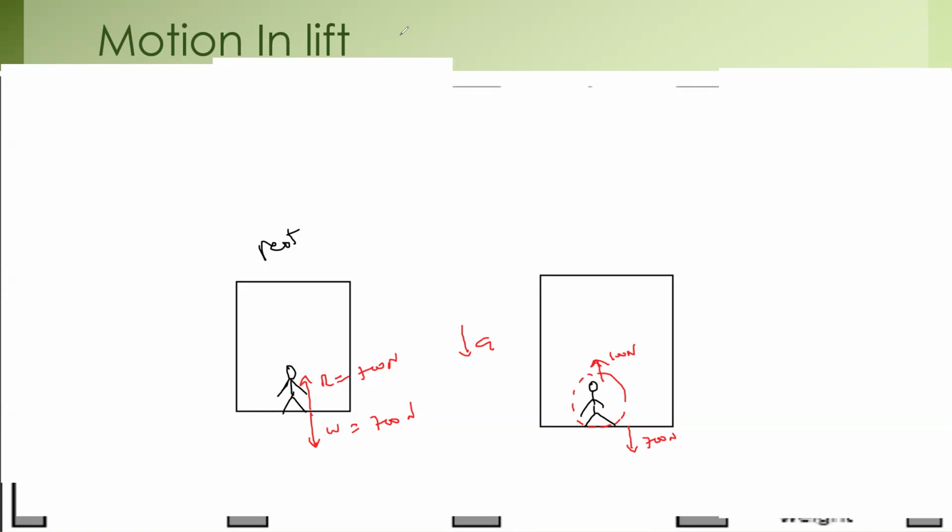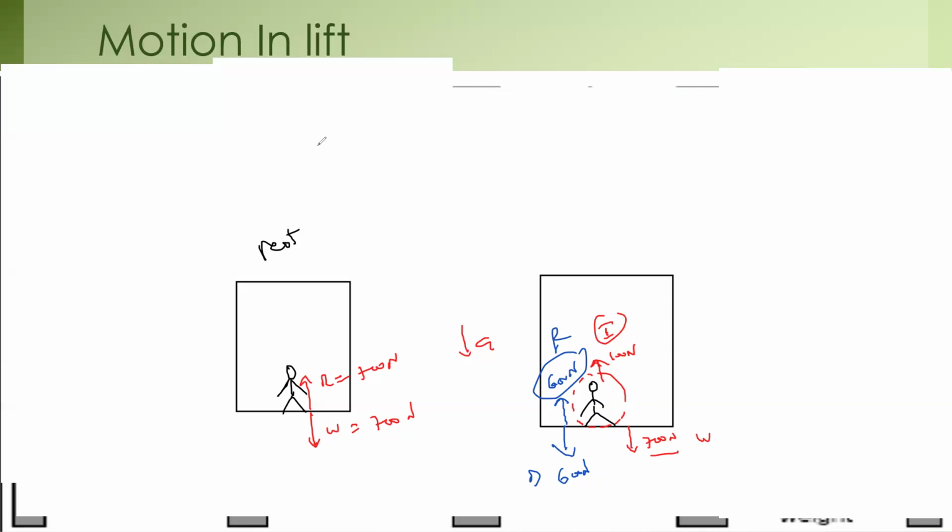What is the total downward force here? The weight is 700, and the body tries to apply a force because of the inertia of 100. What is the total downward force? The total downward force will be 600 Newton. So if the total downward force is 600 Newton, what will be the normal contact force? The normal contact force will also be 600 Newton. So the normal contact force appears to decrease. If the normal contact force appears to decrease, what does it mean? The object will feel lighter.